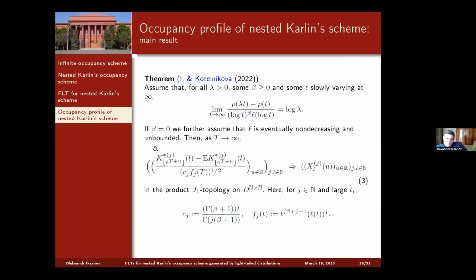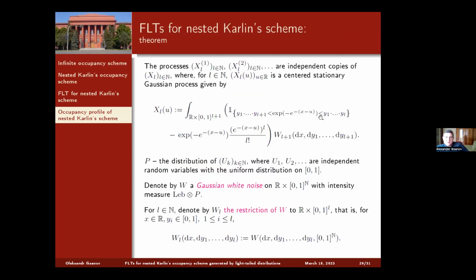The jth row of the matrix on the left-hand side may be called the occupancy profile of the jth generation, and it's given by occupancy counts, by small counts properly normalized and centered within the jth generation. And what's the limit? It turns out that the rows of the limit matrix are independent and identically distributed.